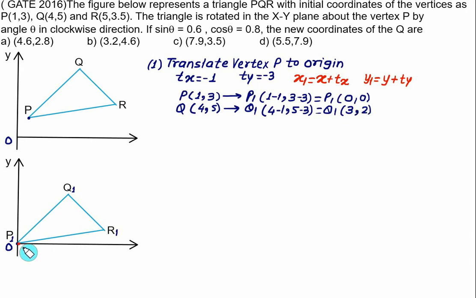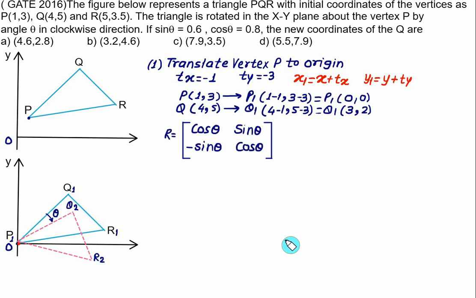Now here we want to rotate the triangle about the point P1, which is the same as the origin, by an angle theta in a clockwise direction. If you rotate in a clockwise direction, the value of theta you have to take as negative, because anticlockwise you have to take as positive. The new position will be Q2, and R1 will change to R2. Whenever theta is counterclockwise, the rotation matrix is given as cos theta, sin theta, minus sin theta, cos theta. But this value of theta is counterclockwise. Counterclockwise you always take as positive with respect to the x-axis.